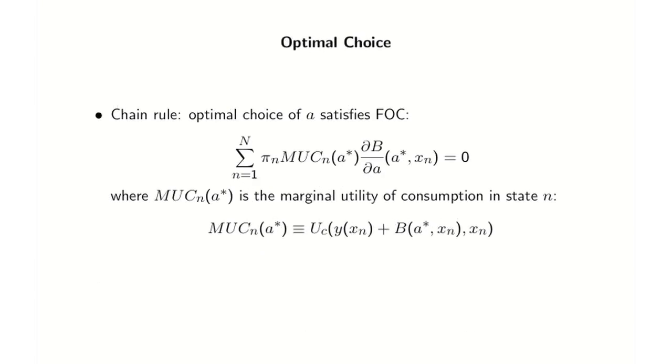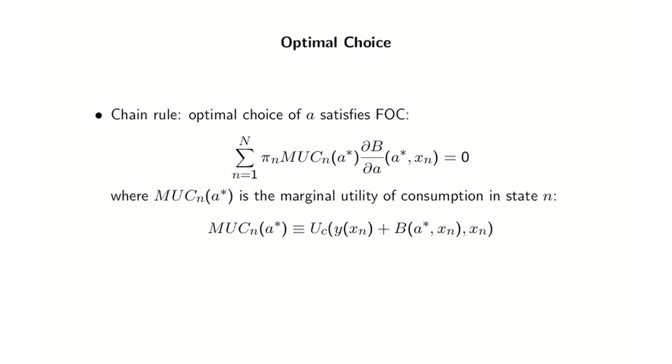The optimal choice of A for the policymaker, so the policymaker is going to choose A to maximize this ex ante subjective expected utility, and that's going to give rise to this formula. This is the derivative of the marginal net benefit associated with the choice of A in state xn. That's the first piece here. It's got to be multiplied by the marginal utility of consumption in that state, and then multiplied by the subjective probability of that state occurring.